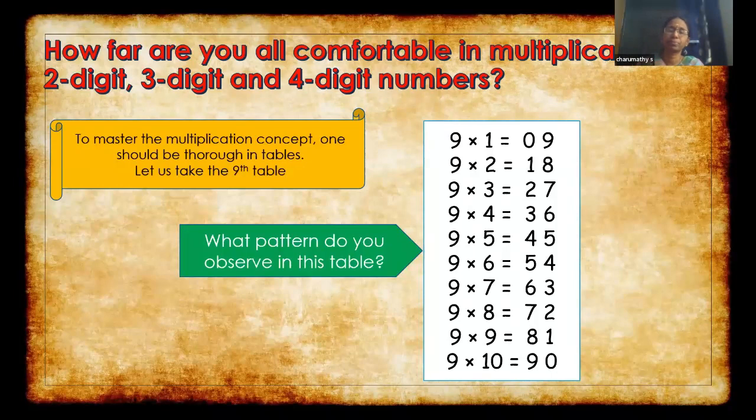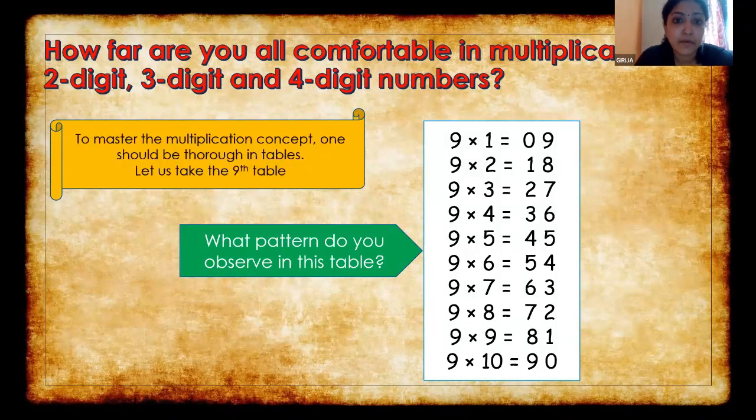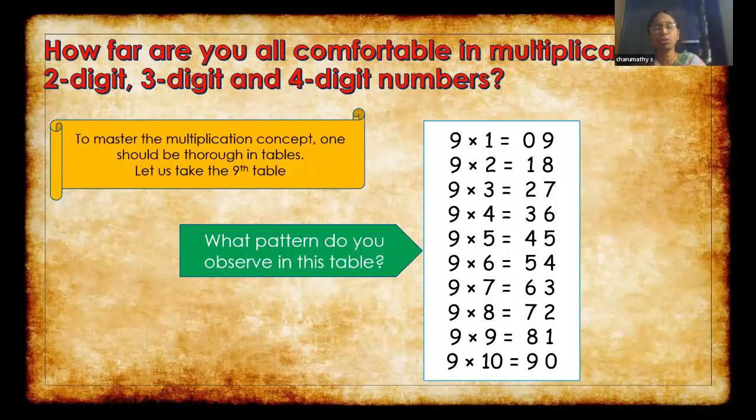Anybody else? The sum of the 2 digits, I mean in the product, the sum of the 2 digits comes to 9, adds up to 9. Yes, ma'am, sure. That is one of the major concepts that we have to teach the children because they cannot go wrong in the 9th table. The sum of the digits in the product should be equal to 9.